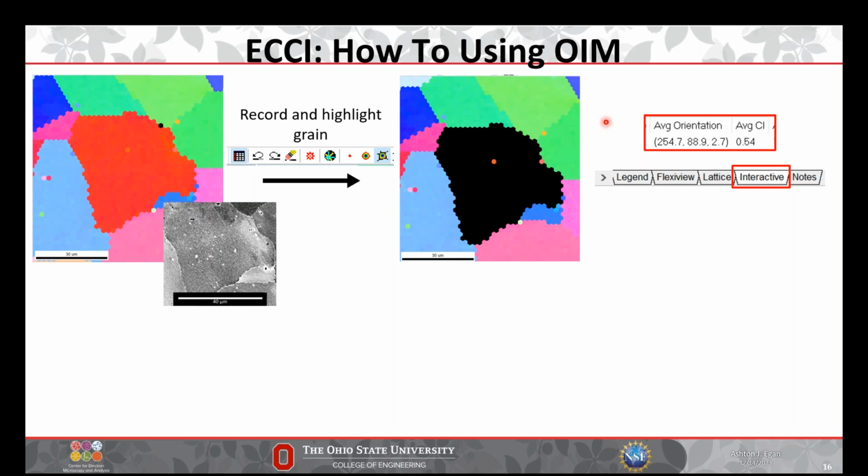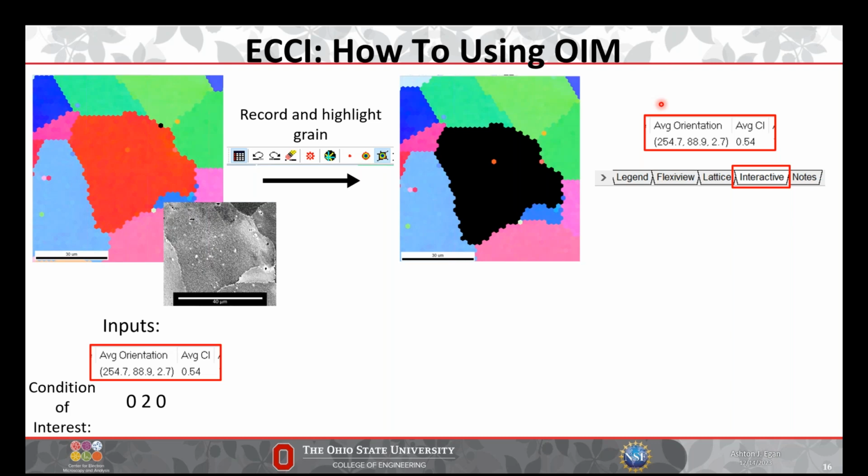And then what the software will spit out to me basically is these Euler angles I was talking about. And so now I have the average orientation of this grain. And what I can then do with that is use this as an input to drive to some condition of interest. Let's just say the G vector is 020 type. And I have this input now. I know what the orientation of the crystal is. I know where I want to drive it to, but how do I actually do that?